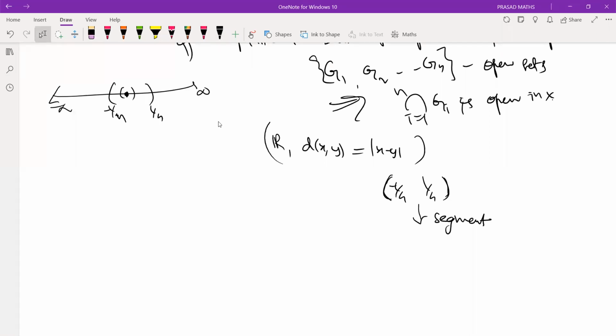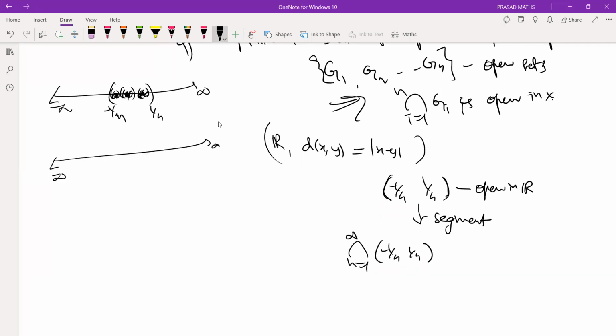Yes or no? Give me any point, I can adjust some neighborhood which is inside the set. Therefore, every point is an interior point, hence it is open. But if you take the intersection, what do you get? 0, right? What is the common point? By the Archimedean property, it is 0.